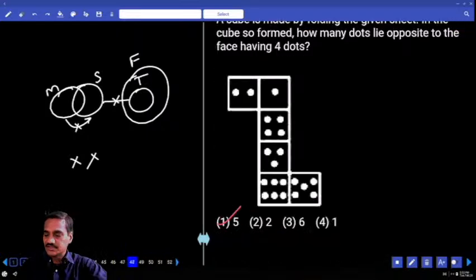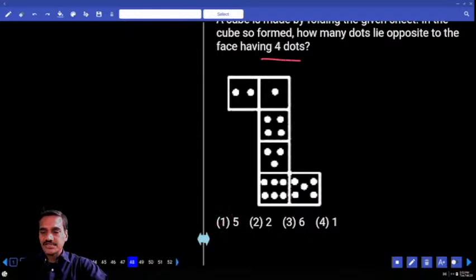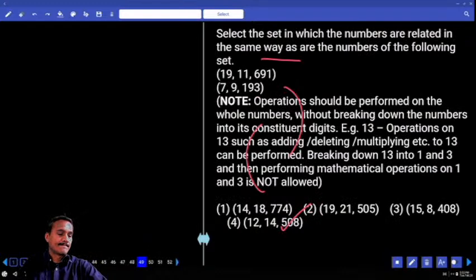Then 48. Now we need to find out the dots that is opposite to 4. Always opposite, alternate or opposite to each other. Hence 1 and 3, 4 and 6 are opposite, 4 is opposite 6, that is choice 3.